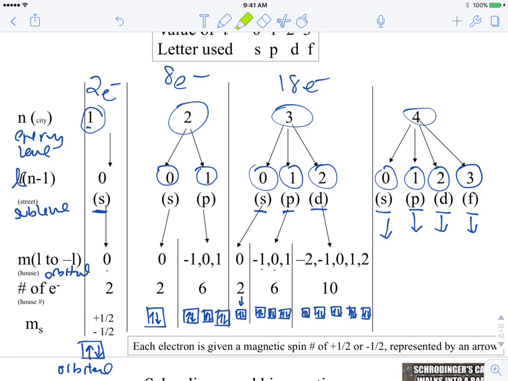Alright, so tomorrow we'll review all the history of the atom, we'll talk about Bohr, and then we'll go on to talk more about these quantum numbers, and maybe even get a chance to start some of the electron configurations.